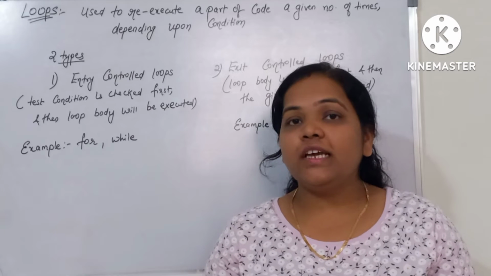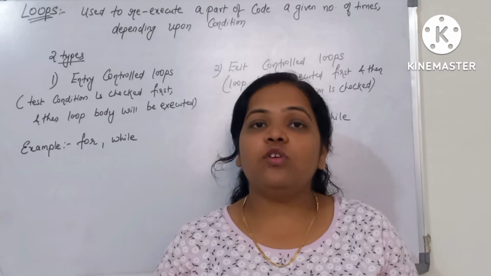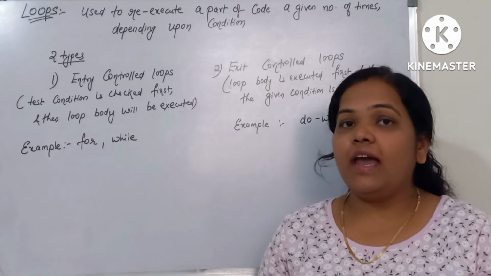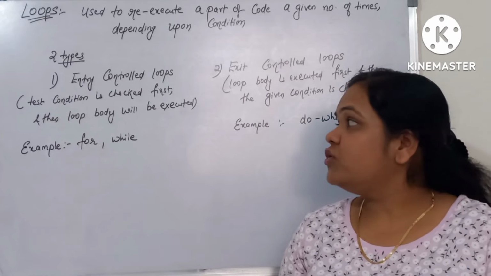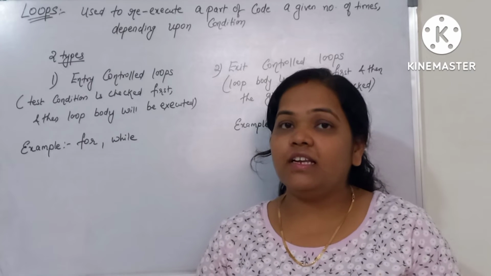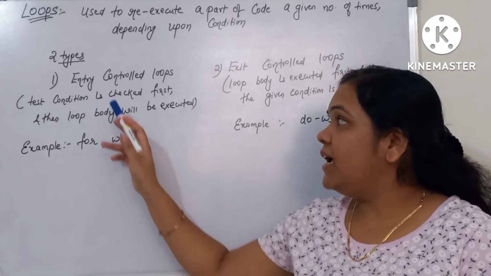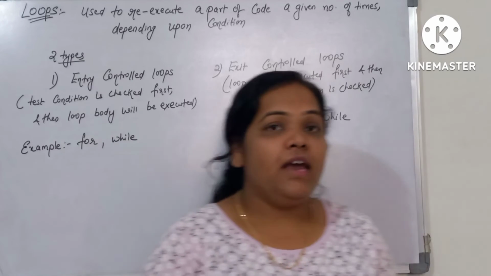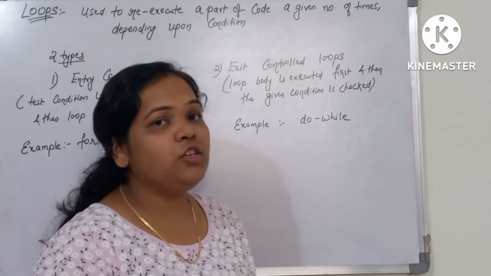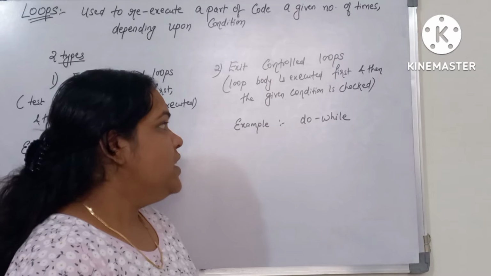Loop is used to re-execute a part of code a number of times based on conditions. There are two types of loop: entry control and exit control. In entry control, first the test condition is checked, and then the body part is executed. Examples of entry control loops are for and while. Next is exit control loop. In exit control loop, the body is executed and then the condition is checked. The example for this is do while.